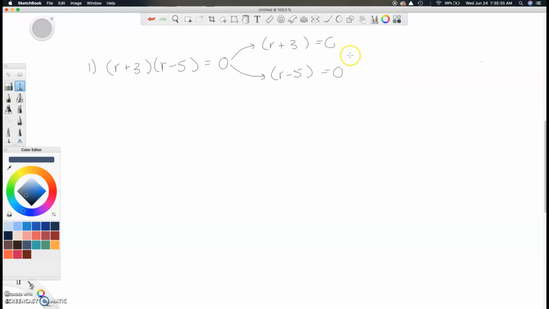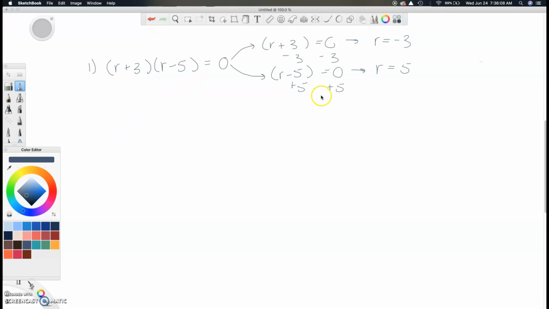By doing that, you subtract the 3 over, and this leaves you with r equals negative 3, and this one leaves you with r equals 5. That's because I added the 5 to each side and subtracted the 3 from each side. So that's all there is to it, everyone. You just have to factor it, get it into this form, and set each factor equal to 0.